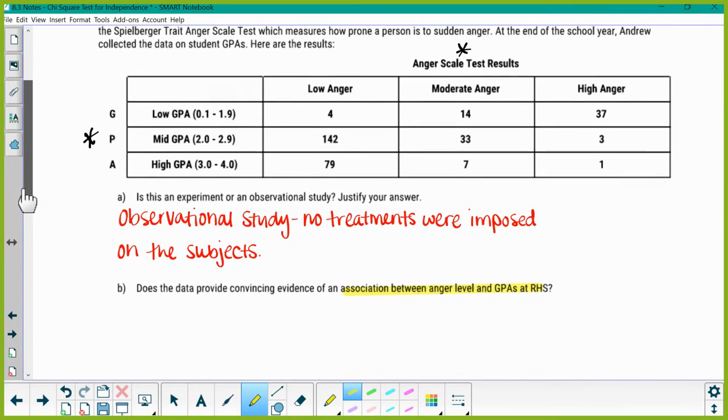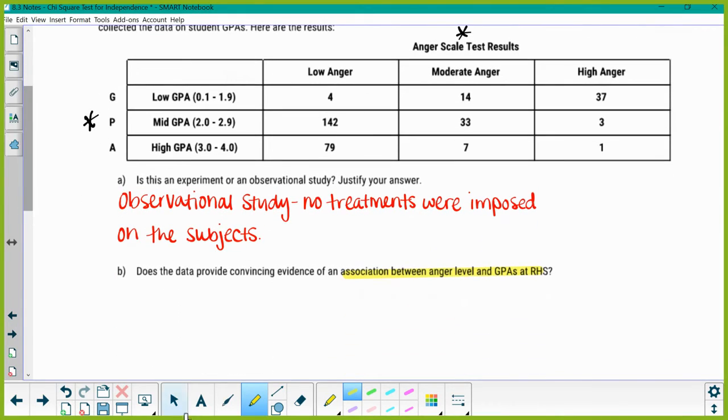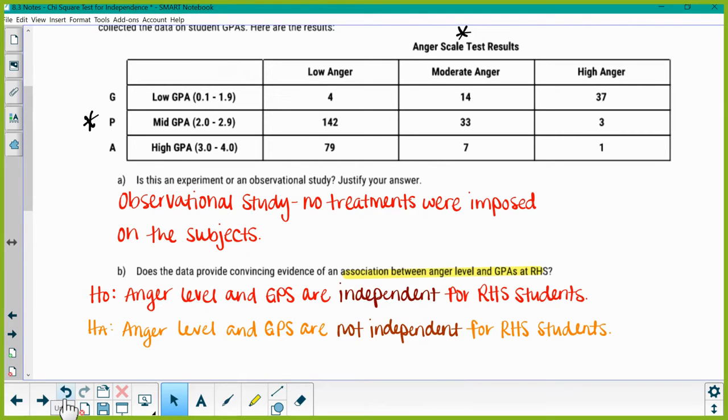So let's go ahead and get started. I'm going to write my null and my alternative. Remember that the null is that they are independent. The alternative is that they are not independent. So anger level and GPA are independent for RHS students, or anger level and GPA are not independent for RHS students. And again, you could replace this with no association and then there is an association. I do that in the next example just so that you can see both ways. So I went with independent first.